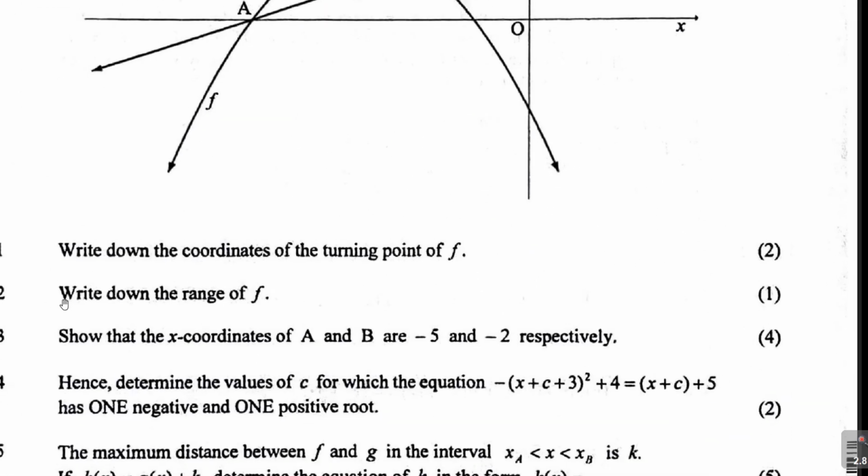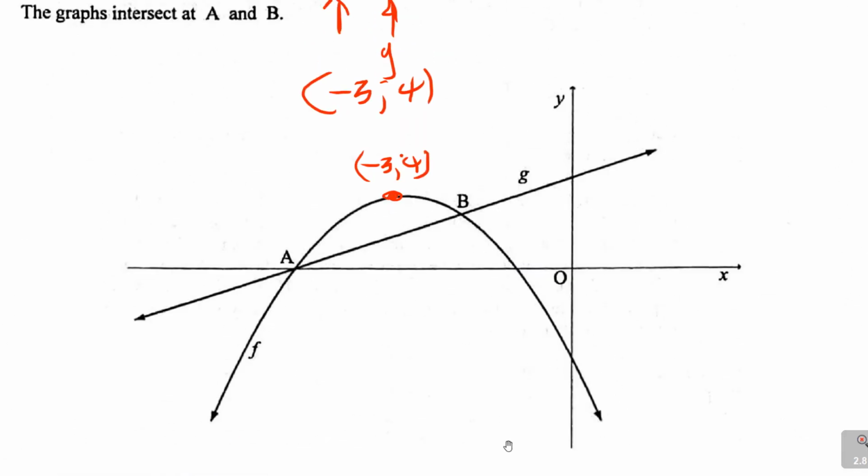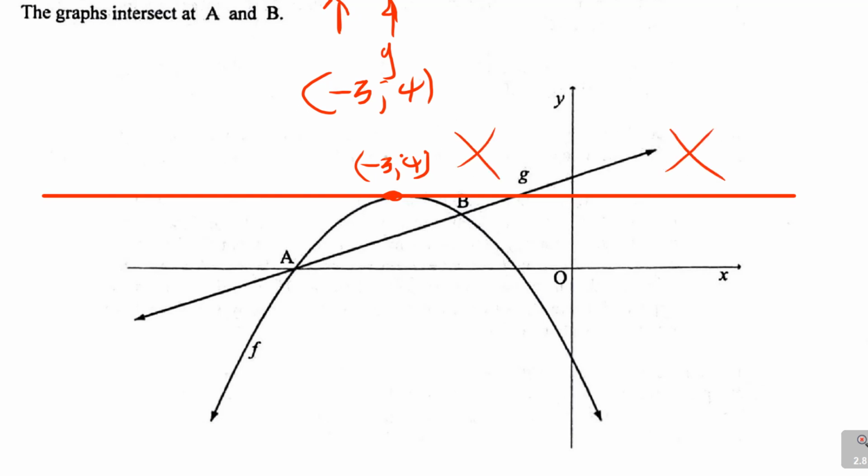Now 2 marks. Write down the range of f. Range means y values. So focus on the y values. But of f, this is the graph of f, the parabola. Now what is the range? Look at this graph. If I can cut from here like this, let me now bring it down. You see that we don't have anything up. There is nothing up on this graph.